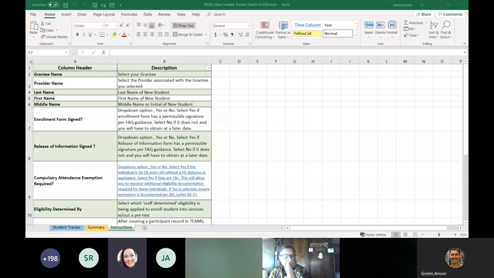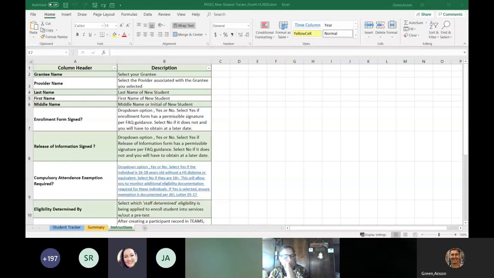So grantee name, provider name, those are set up so that when you select your grantee name, and then go to select your provider name, it should only be the providers that you currently have in Teams. That's how we built it. Of course, a little bit of student information.